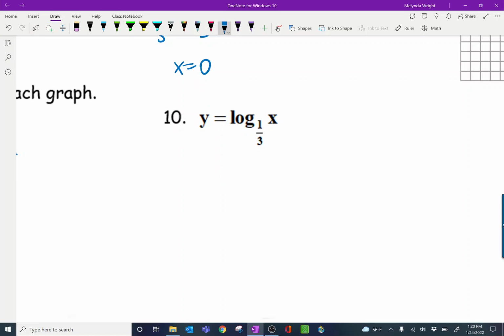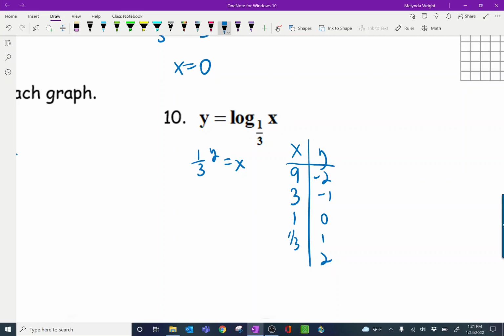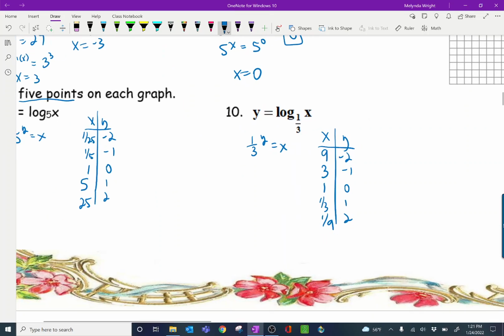All right, so let's translate it first into an exponential. So I have 1/3 to the y equals x. Okay, great. I like those same points for y: -2, -1, 0, 1, 2. So 1/3 to the -2, we would flip that around, so that would be 3 squared, or 9. 1/3 to the -1 would be 3. 1/3 to the 0 is 1. Then I have 1/3 to the first, which is a third, and 1/3 to the second, which is a ninth. Okay, great, we got our 5 points, yay.